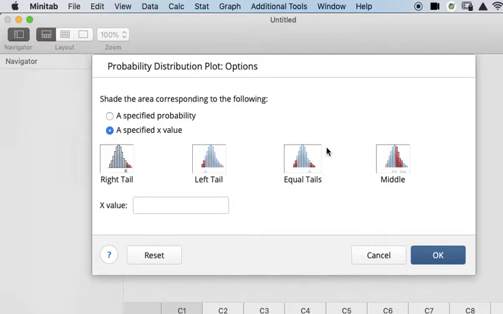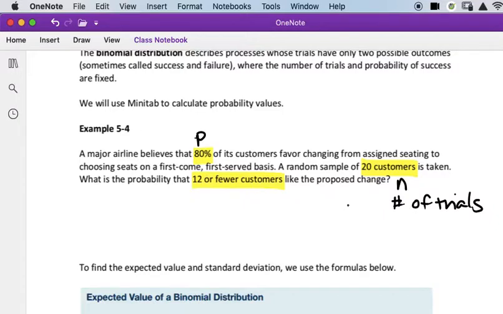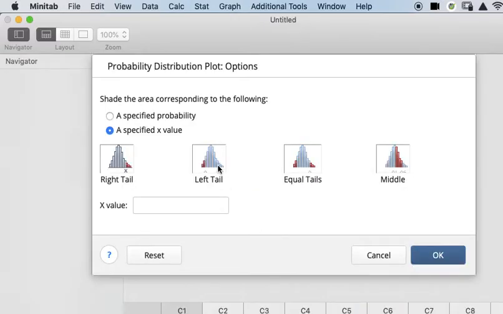The tail that I select depends on what I'm looking for in my question. So I want to know the probability that 12 or fewer customers like the proposed change. So if the question is asking for some number or fewer, that's going to be a left tail. A given number or more is going to be a right tail. We won't use equal tails, and middle you would use for anything that is between two numbers or exactly one number. So you can think of this as being on a number line. Bigger numbers are to the right, smaller numbers are to the left. So 12 or fewer, that would be 12, 11, 10, 9, etc. I would choose left tail. And my X value would be 12, because 12 is the largest number that would be considered 12 or fewer.